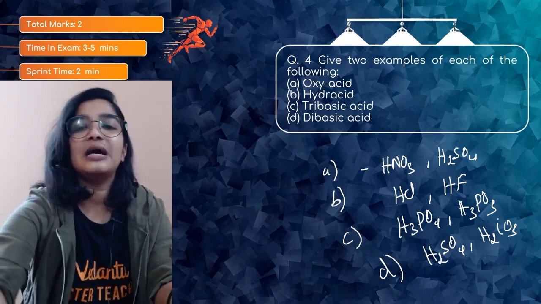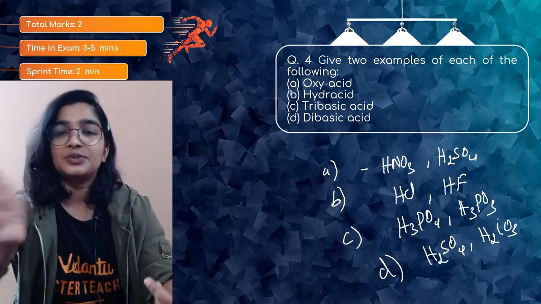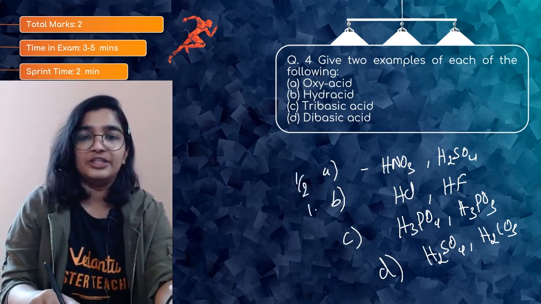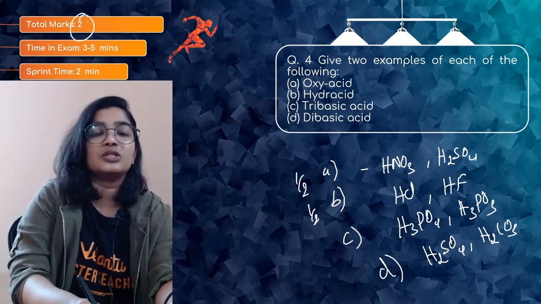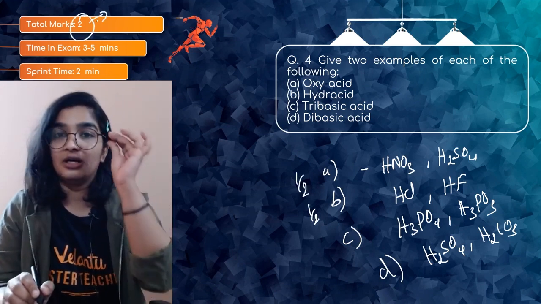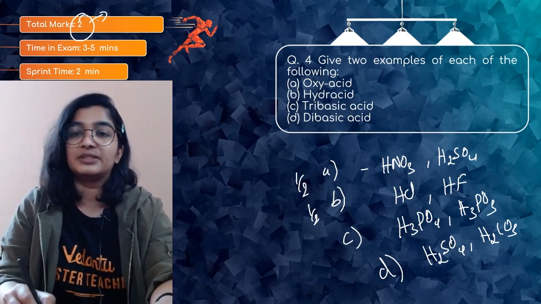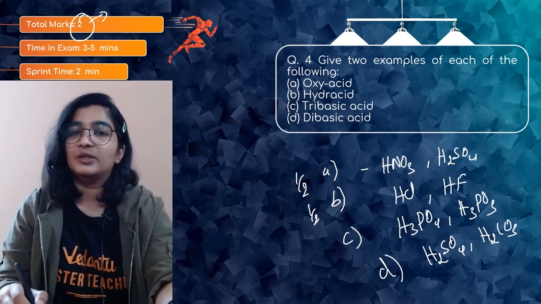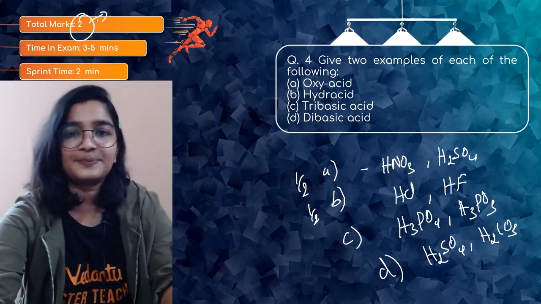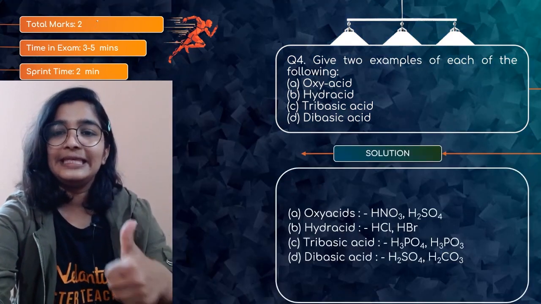So these are a few examples of each of the following. So half mark each. So you will get total 2 marks. See, they have asked you to write 2 examples and you need to give 2 examples. If you are giving 1, then you won't get full marks.